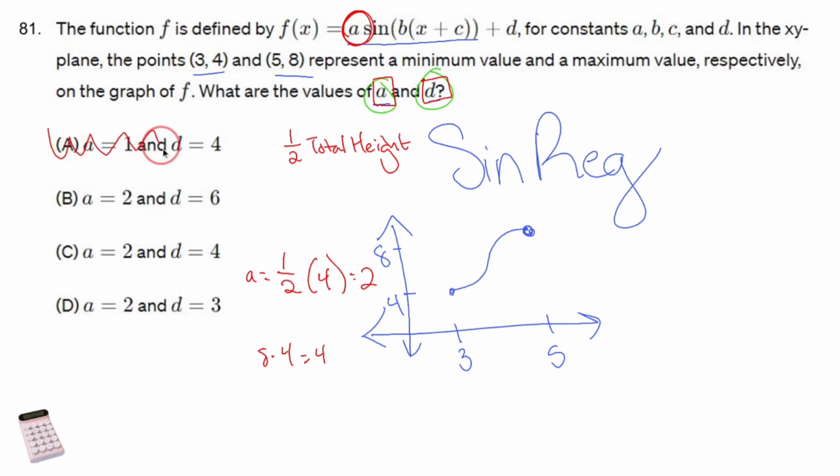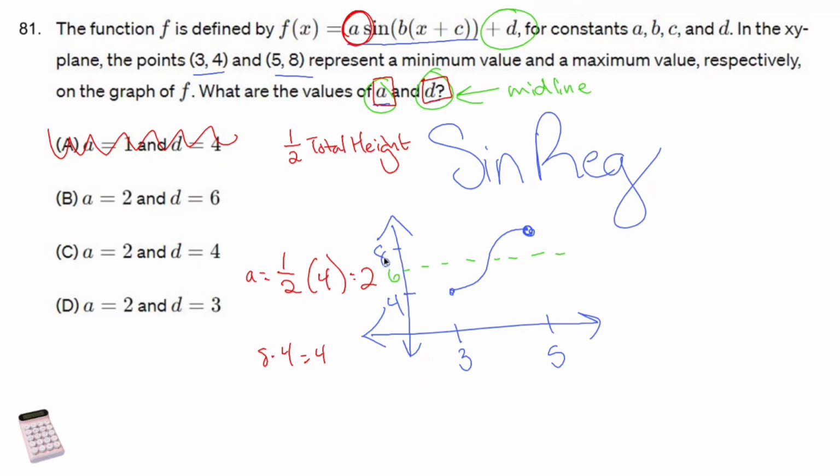So that eliminates this guy. Now, what does d stand for? D stands for the midline. It's the line that cuts my graph in half. The way you can get that numerically is whatever the low point is and whatever the high point is, it's literally half of that. So drawing this out, we can see that it's 6.